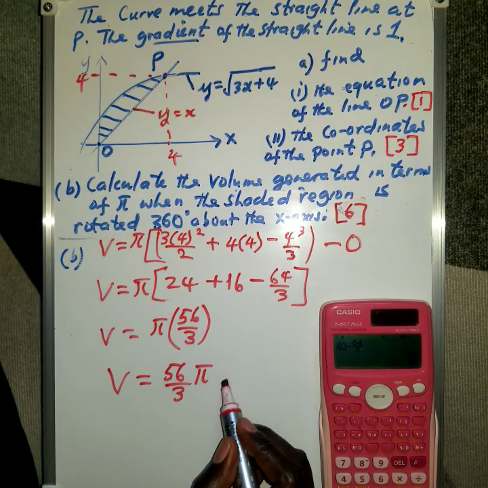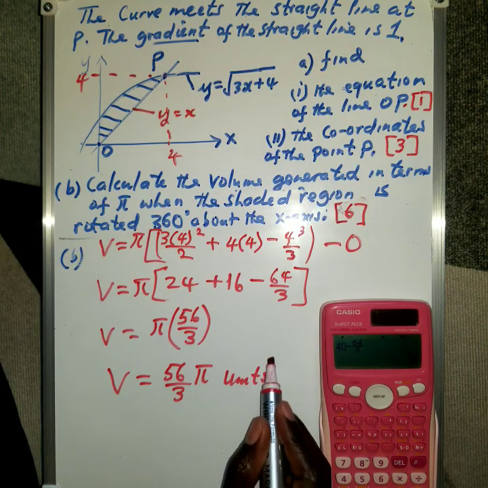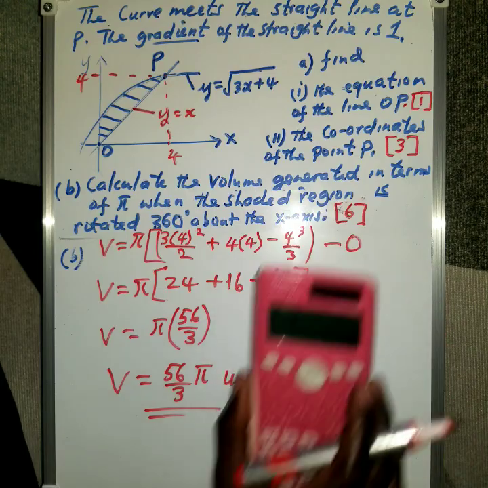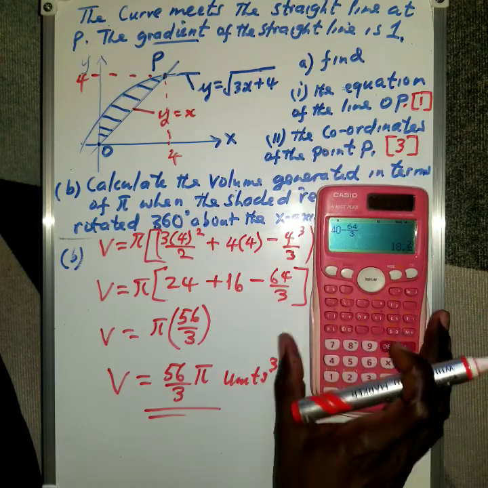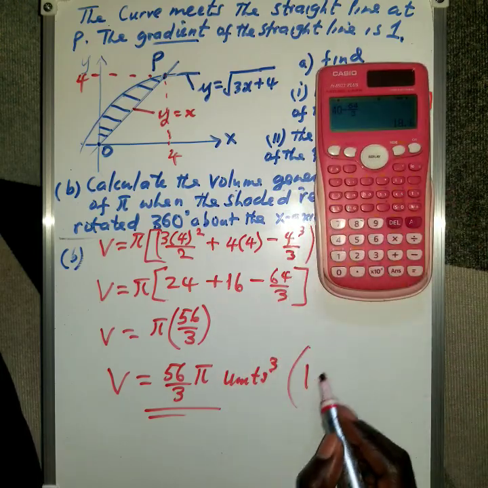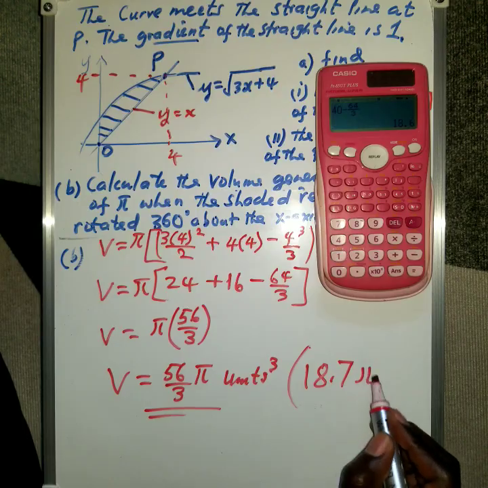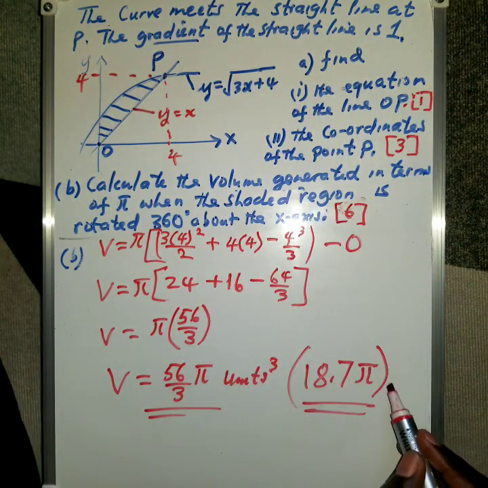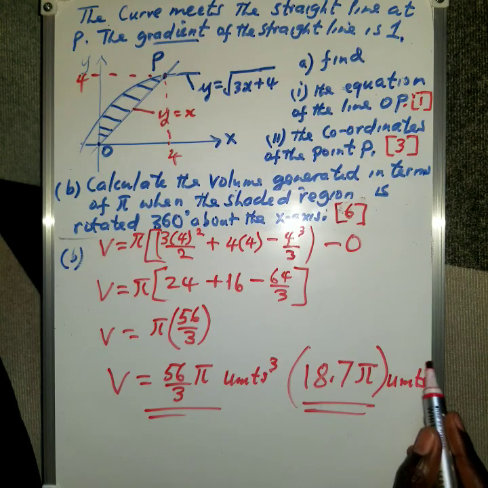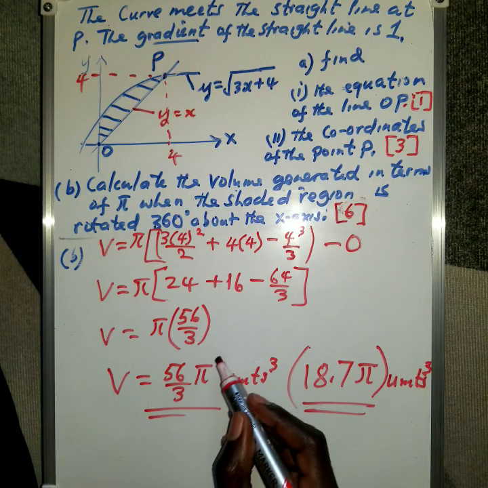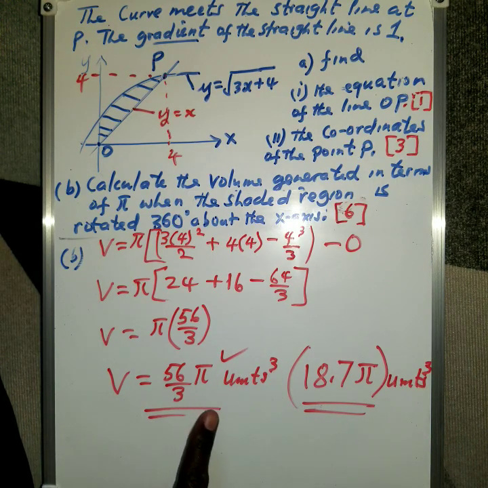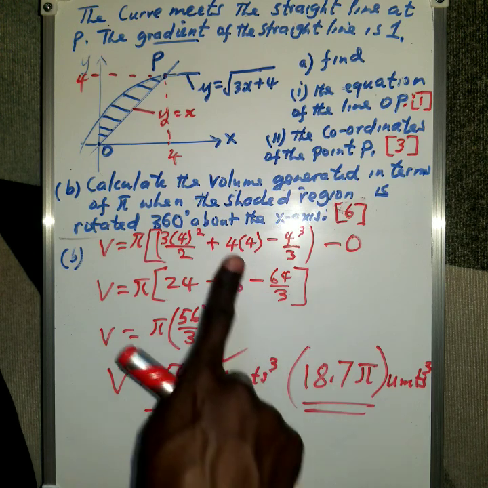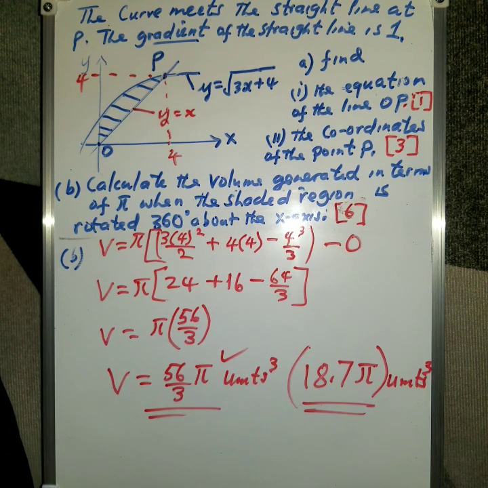And of course, you can say cubic units, or you can change it to a decimal, which is simply going to be 18.7 then pi. Remember, they wanted you to write in terms of pi, but don't forget to write cubic units. So you can either leave it as a fraction like that, or you can change it to a decimal, but they told you in terms of pi. So basically this is the way you can do it.